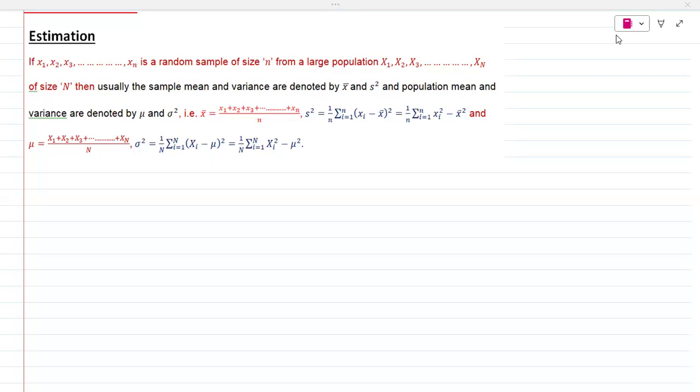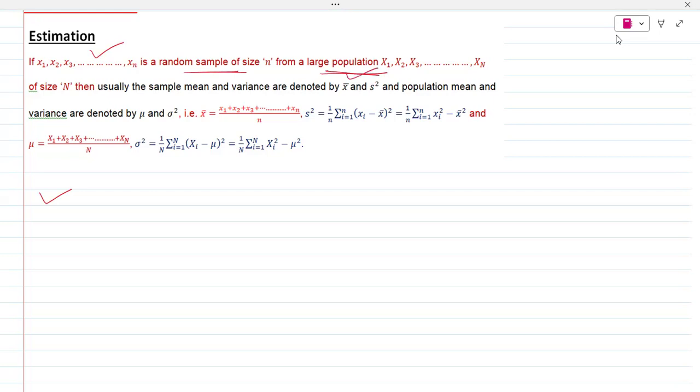So, in this lecture, I will discuss the concept of estimation. This concept of estimation is very useful and important in today's data science. In estimation, there is a concept of population and a concept of sample. So, what is this population?